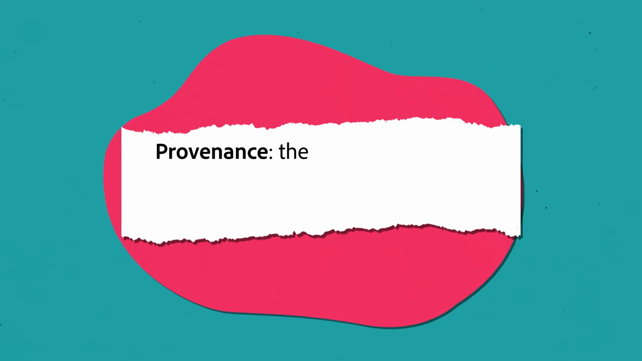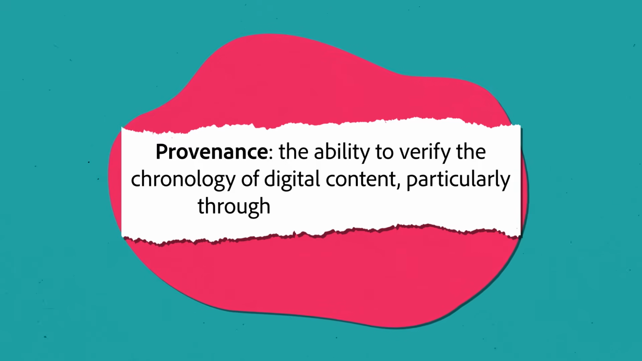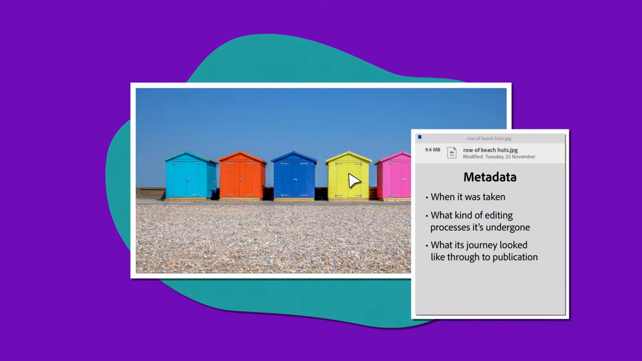The CAI was announced by Adobe in 2019 in partnership with X, formerly Twitter, and the New York Times. It's focused on cross-industry participation, with an open, extensible approach for providing media transparency that allows for better evaluation of content provenance. Provenance refers to the ability to verify the chronology of digital content, particularly through content metadata. For example, being able to track the origin and history of a photograph, when it was taken, what kind of editing processes it's undergone, and what its journey looked like through to publication.